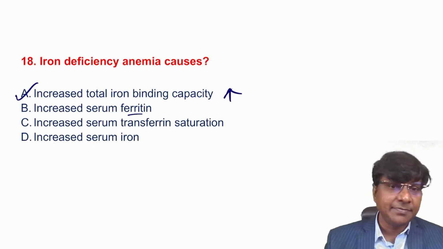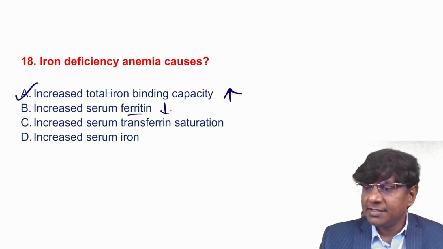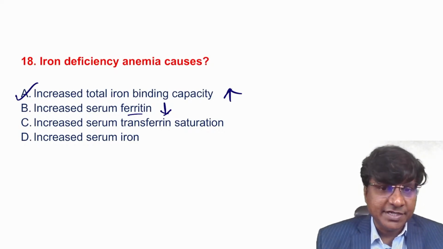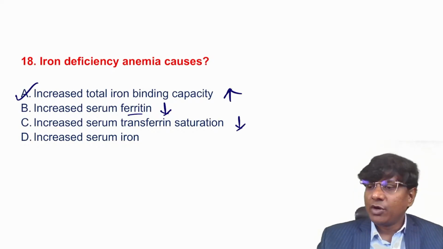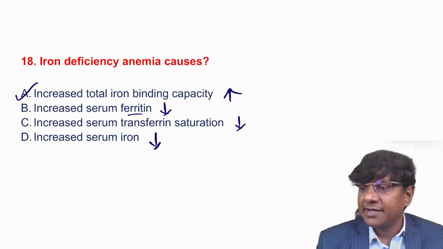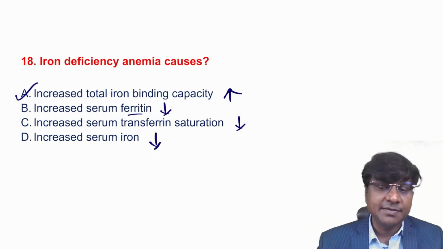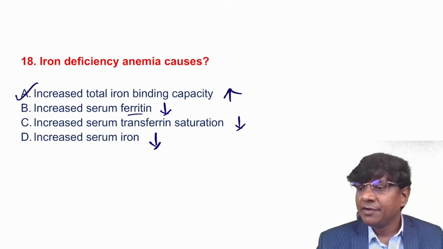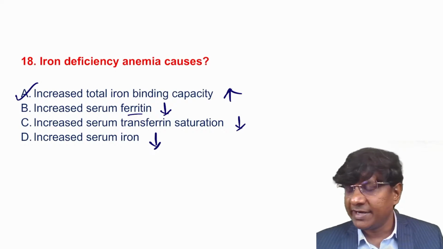And what about the serum ferritin levels? Ferritin is nothing but the iron depot. Okay, so ferritin levels will be reduced. And what about the transferrin saturation? The transferrin saturation falls in iron deficiency anemia. And what happens to the serum iron? Even the serum iron is also reduced. Okay, so iron deficiency anemia causes what? It will cause an increase in the total iron binding capacity, but not in the ferritin or transferrin saturation or the serum iron levels. Done. Now we'll take up one last question and then we'll wind up this session.